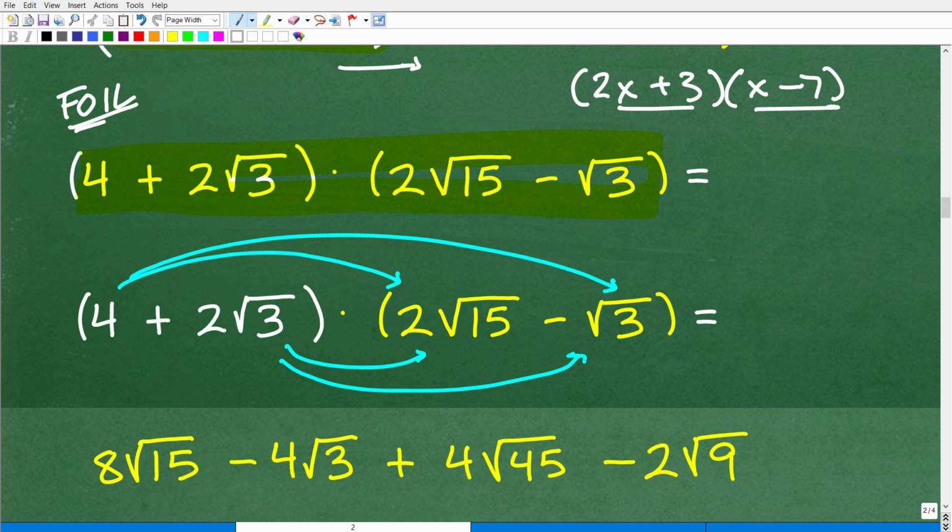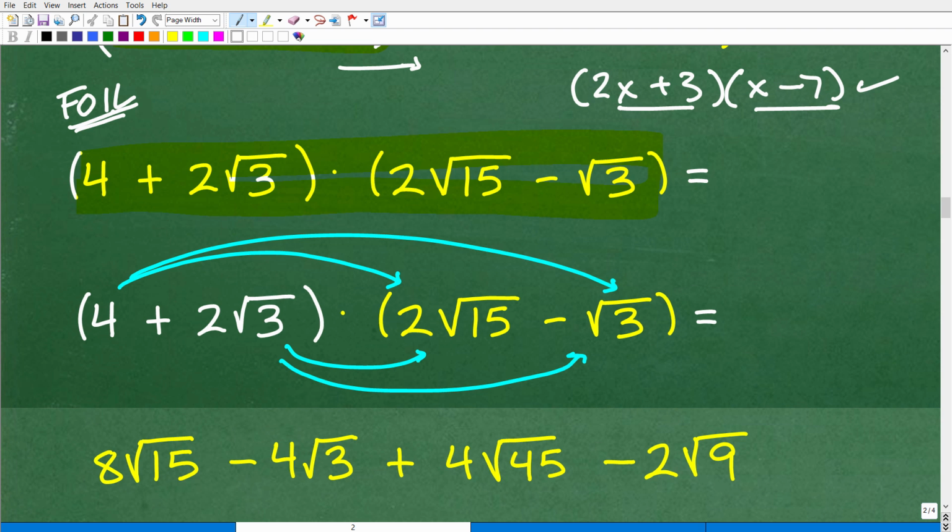So you would go first, outer, inner, last. If you don't know how to do this, you certainly won't know how to do this, okay? So first, outer, inner, last, that's what you need to keep in mind when you multiply two binomials. There are some other ways you can think of how to do this problem, but basically, you're taking the same steps.